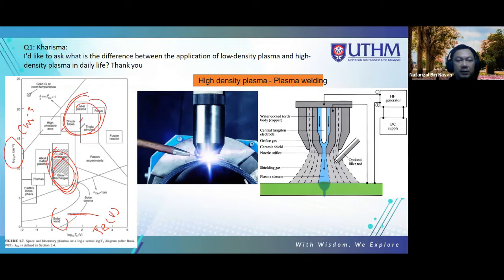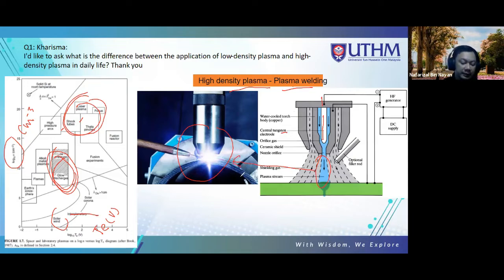This is some type of arc plasma. The example on the right is the plasma that is used for welding applications, a high density plasma for plasma welding. You can see in this figure how they put the gas inside and have the electrode here. This electrode connects to a very high voltage. This electrode is made of tungsten, so it can stand very high temperature. You have a gas and also water cooling. And then at the orifice, they have a very high density plasma like this. So you can see it is very bright.